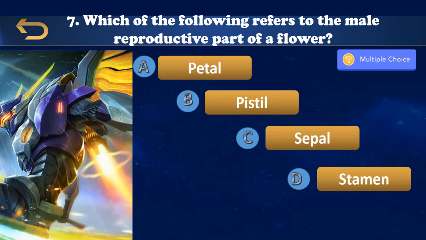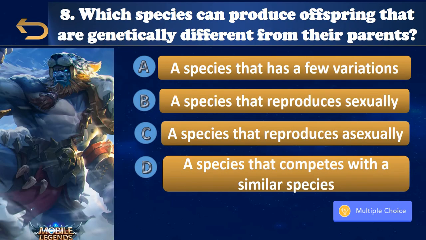Number 7 question. Which of the following refers to the male reproductive part of a flower? A. Petal, B. Pistil, C. Sepal, D. Stamen? Go. Time is up. The correct answer is letter D. Stamen.